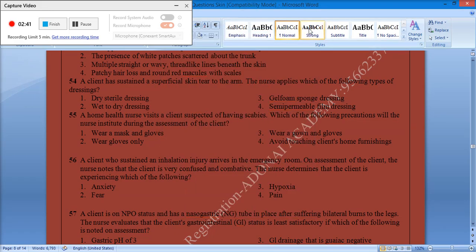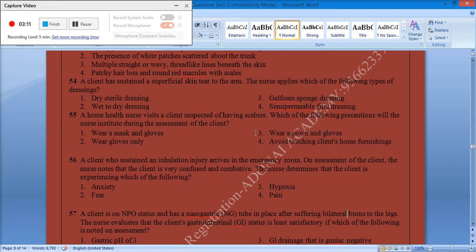55. A home health nurse visits a client suspected of having scabies. Which of the following precautions will the nurse institute during the assessment of the client? 1. Wear a mask and gloves. 2. Wear gloves only. 3. Wear a gown and gloves. 4. Avoid touching the client's home furnishings. The correct answer is 3. Wear a gown and gloves.